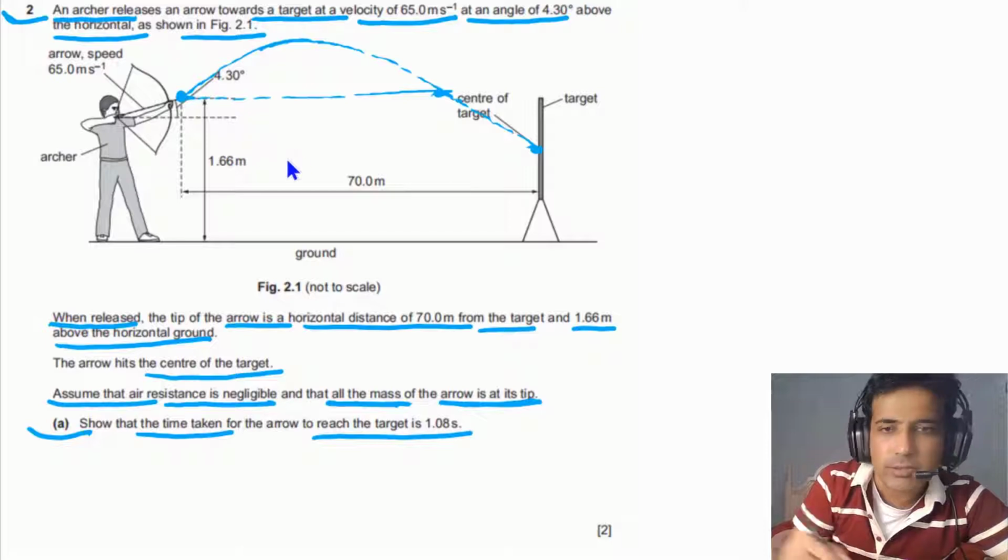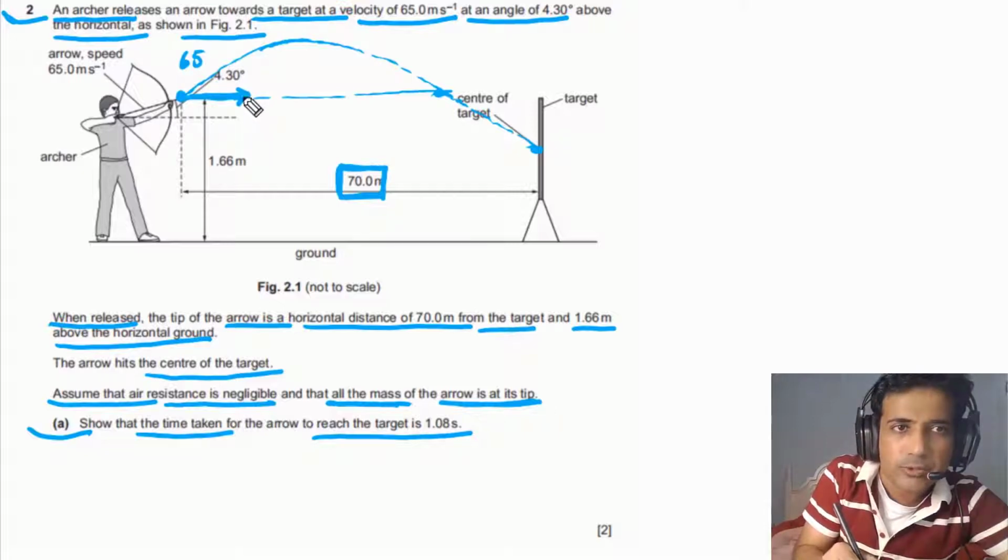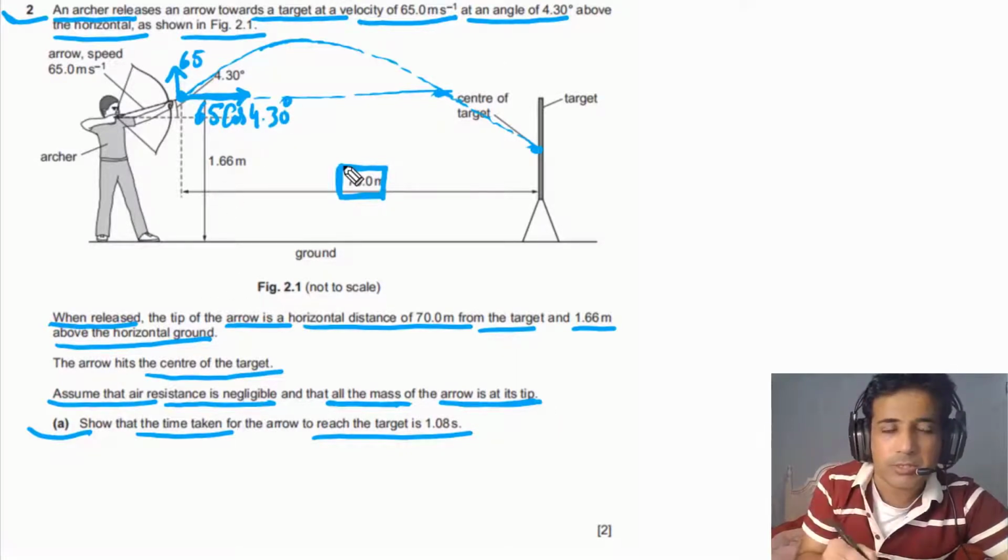In order to calculate time taken, we can only take its horizontal motion. For horizontal motion, horizontal displacement is given to us. We can also resolve the velocity of the arrow into its components. The velocity of the arrow is 65 and the angle is 4.3 degrees. So it has a horizontal component and a vertical component. The horizontal component will be equal to 65 cosine of 4.3 degrees.